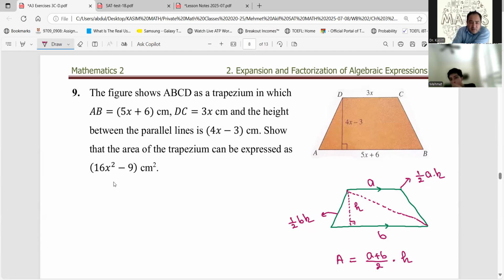Now using this, I will give you 1.5 minutes, and you have to show that the area is equal to this. It's a kind of proving question. Okay, 90 seconds. I'll be back in 1.5 minutes. Mehmet, I have to use the restroom.